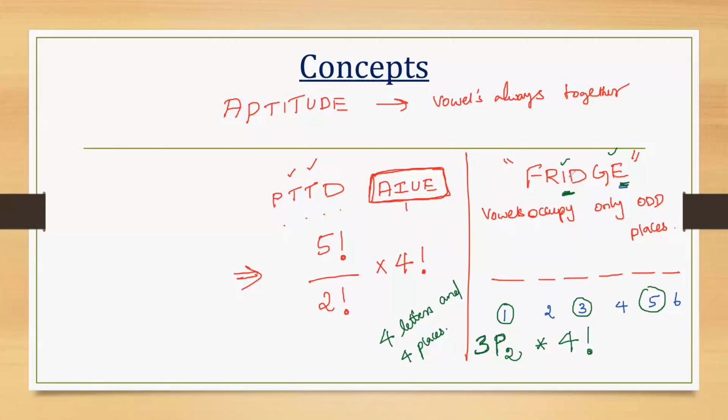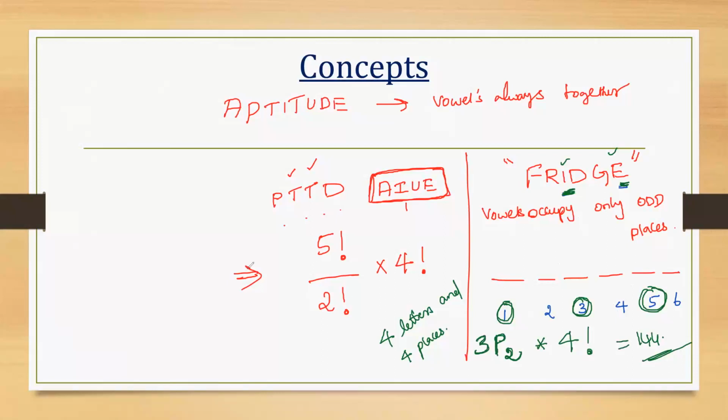Okay. The word fridge, the vowels occupy only the odd places. So we have 6 places, right? Out of 6 places, we have only 2 vowels, which must occupy only the odd places 1, 3, 5. So out of 3, only 2 letters are going to occupy the places. After that, 2 places are filled, remaining 4 places, 4 letters. So 3P2 into 4 factorial. The answer will be 144, I think. Yes, 144. Was it clear how to place in odd places and even places?